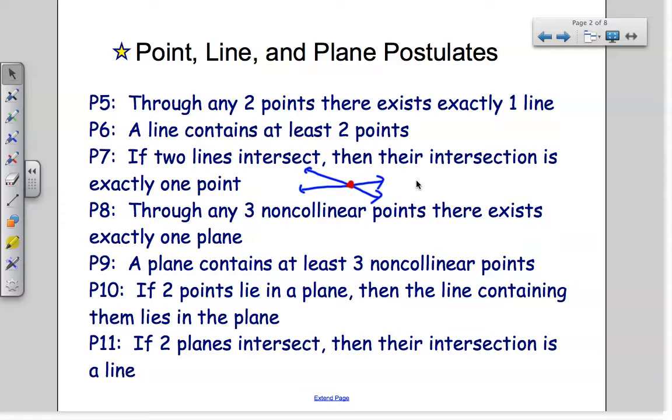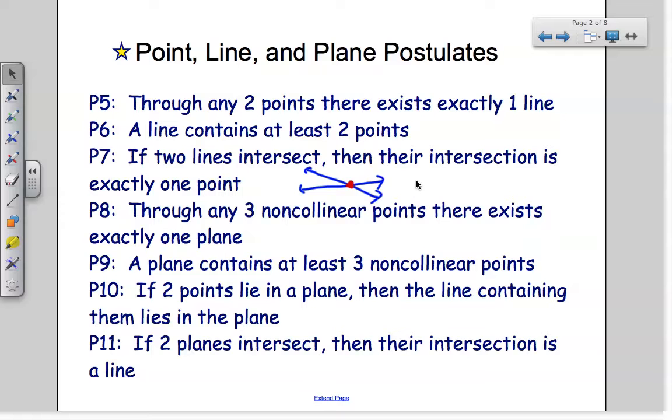Postulate 10 says, if 2 points lie in a plane, so right now, look up at your wall and pick 2 points, and realize that if you connected those 2 points with a line, the line containing them would also be in that plane. So if 2 points are on a plane or on a wall, then the line containing them or going through them is also in that plane or on that wall.